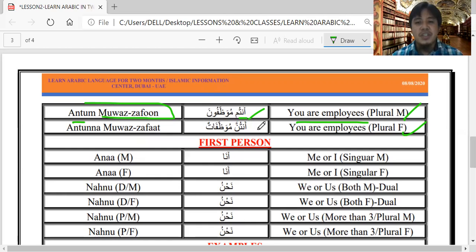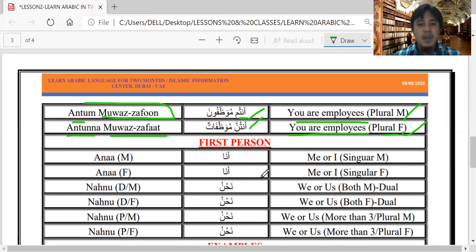Okay, for the second person, plural feminine, plural females, we can say antunna. So you can see here the transliteration. I will say antunna muwaddafat. So meaning you are employees, so they are plural females.